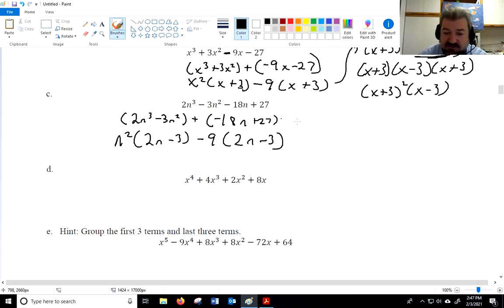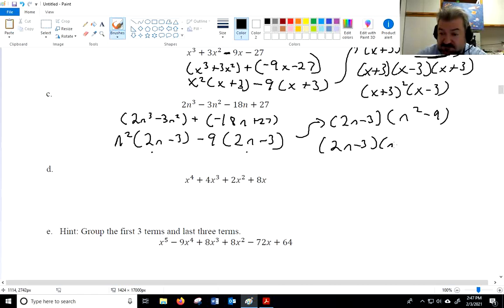And it works. So I can factor out a 2n minus 3 from each term, from this term and this term. And I'm left with, in parentheses, n squared minus 9. This is factorable, though. So it's 2n minus 3 times n minus 3 times n plus 3.